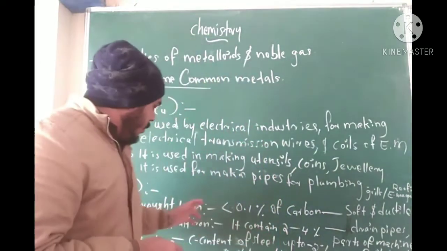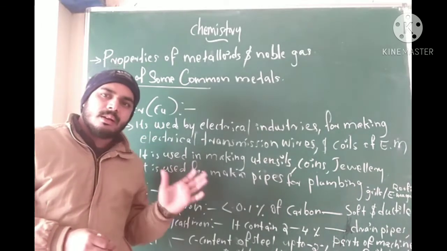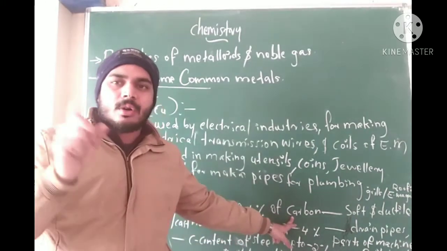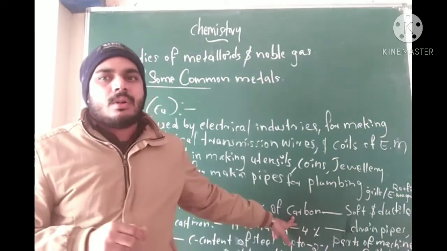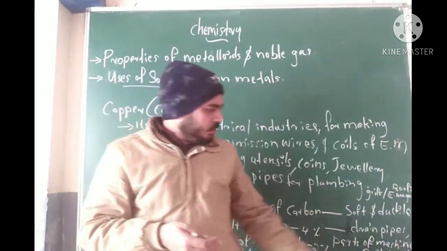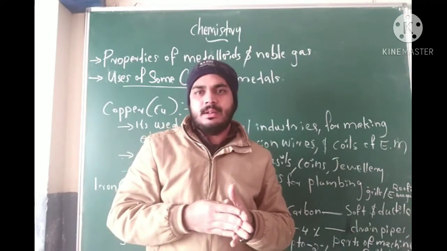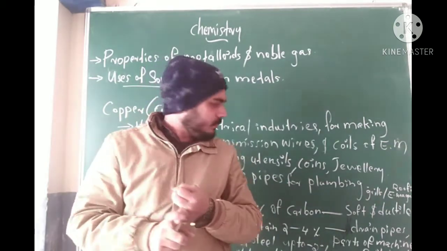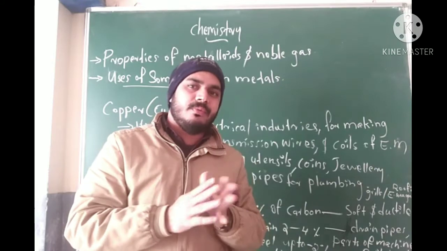The first one, wrought iron. We want to understand what is the percentage of carbon in wrought iron. There is less than 0.1% carbon in wrought iron. That's why it is very soft and ductile. So wrought iron is used for roofing, grills, and electromagnets. This type of iron is only used for these functions.